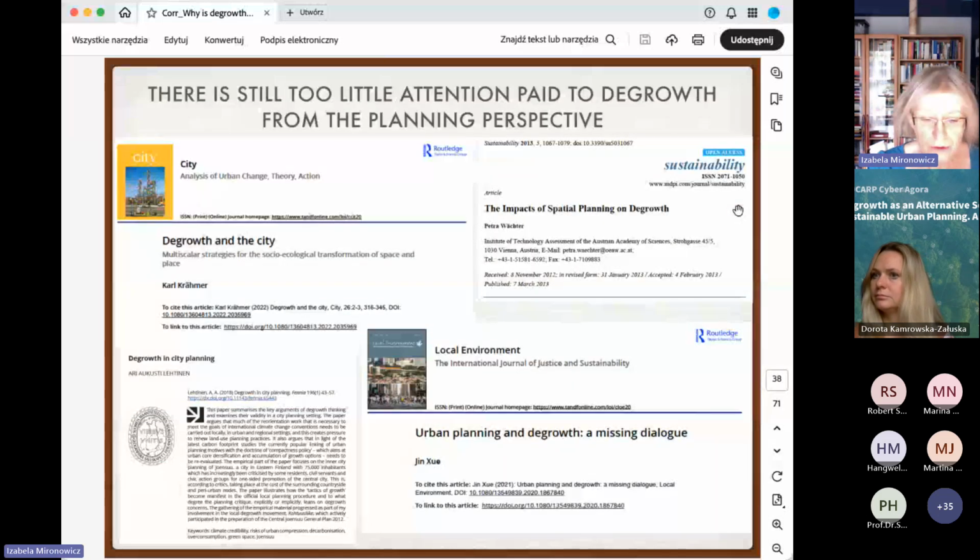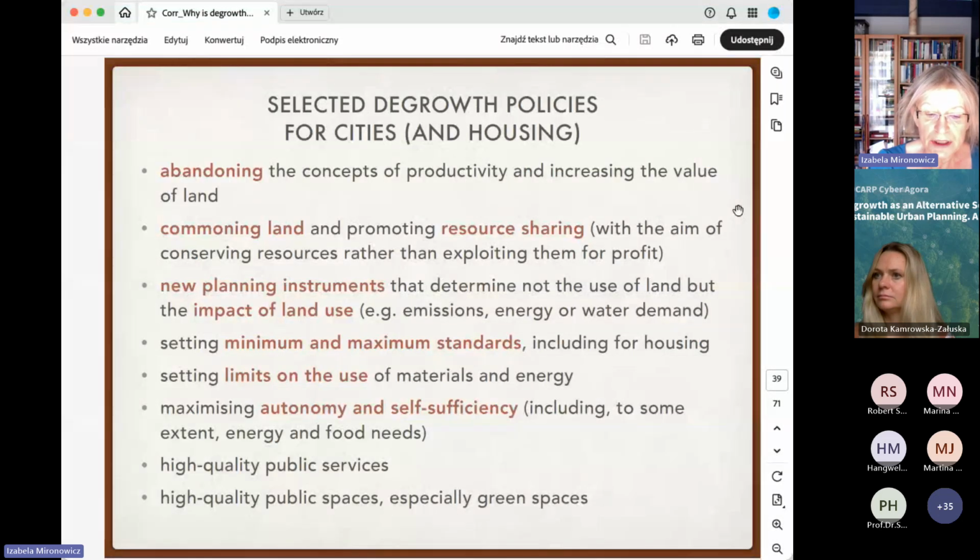There is also academia working on it, and this dialogue between spatial planning and degrowth is still rather weak, but it's getting stronger and stronger. What policies support the implementation of degrowth postulates in cities? You see some of them on the slide, and I'm not going to elaborate all of them, but perhaps I would mention only one, that we, for example, need new planning tools that focus not on what is to be built, but on how much resources it will use.